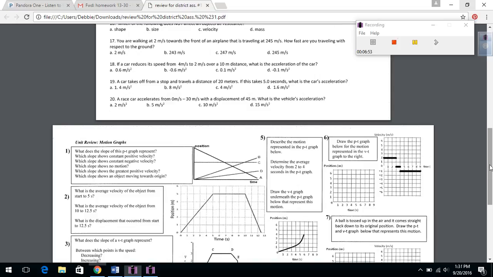You're walking 2 meters per second toward the front of an airplane traveling at 245. How fast are you traveling with respect to the ground? 243, I would think. Wait, you're walking toward the front? No, 247. You and them are both going the same direction.